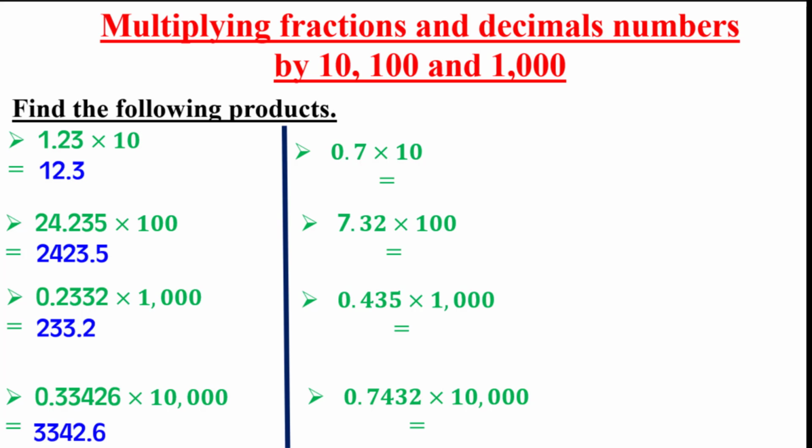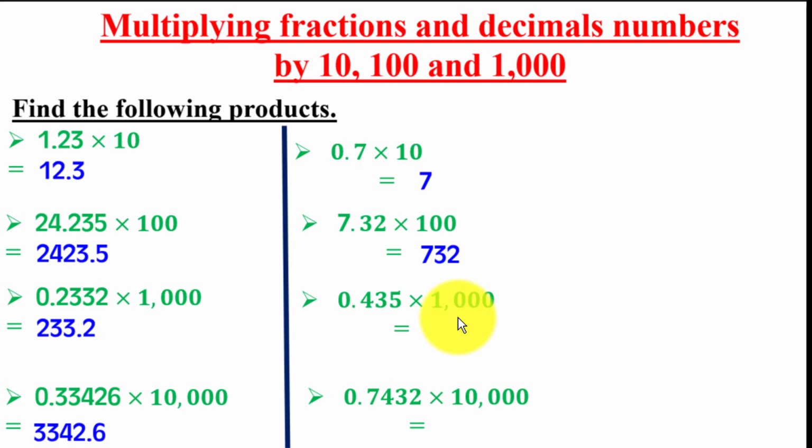We have here 0.7 times 10. Move the decimal point just one decimal place. We will get here 7. 7 is a whole number. 7.32 times 100. We have here 2 decimal places and we have here 2 zeros. We will move the decimal point 2 decimal places to the right, so we will get a whole number. It will be 732.